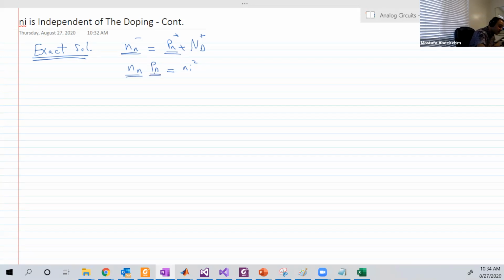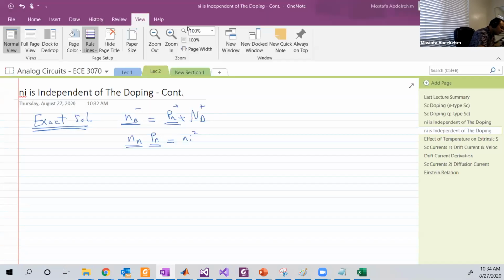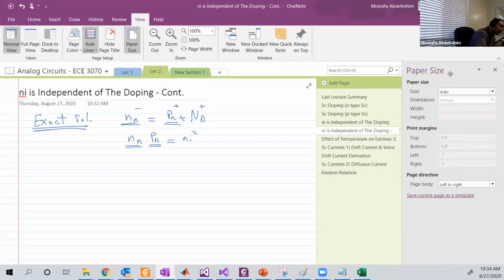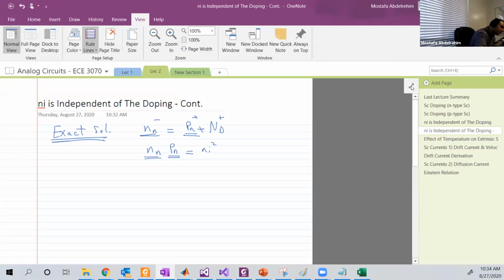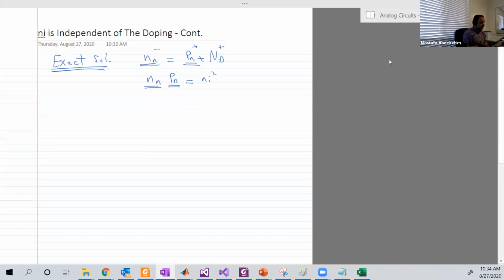I'm sorry, I forgot something. So let's set the size to A4. Good. So when I print the lecture, it will be more convenient for your eyes, okay? Because it will be just an A4 paper.